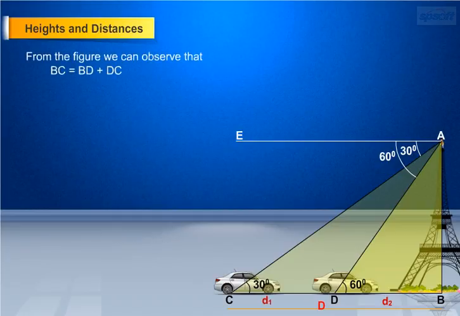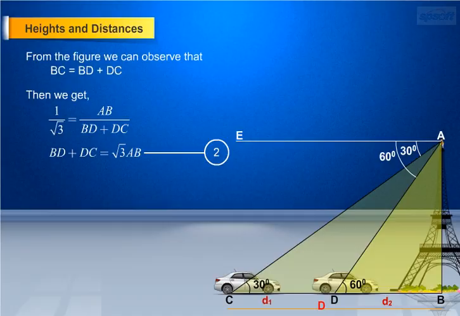From the figure, we can observe that BC equals BD plus DC. And as we know that tan 30 degrees equals 1 by √3, we have 1 by √3 equals AB by BD plus DC. This implies that BD plus DC equals AB √3. Make it equation 2.